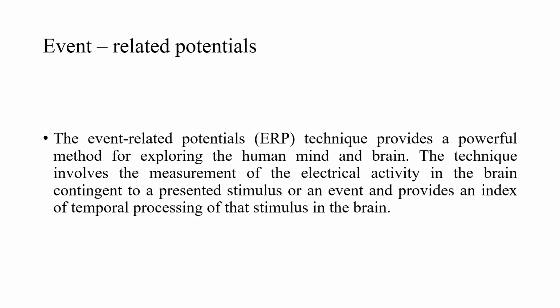The technique involves the measurement of electrical activity in the brain contingent to a presented stimulus or an event, and it provides an index of the temporal processing of that stimulus in the brain. So, that is basically why it is considered very important. Whenever you are presenting a stimulus to the brain, you want to know what is happening post presentation of that stimulus, or in some cases how the brain is preparing for receiving a particular kind of stimulus, acting on it while the stimulus is still presented, and what happens even after the stimulus is gone. So all the temporal aspects of cognitive processing are best studied using the event related potentials technique.